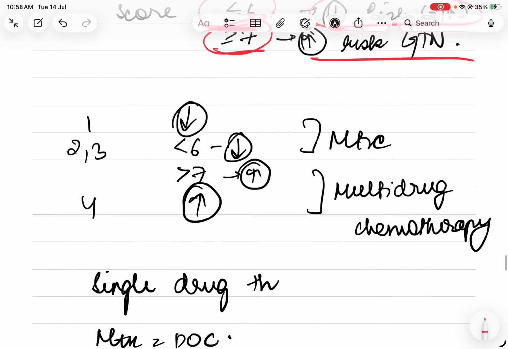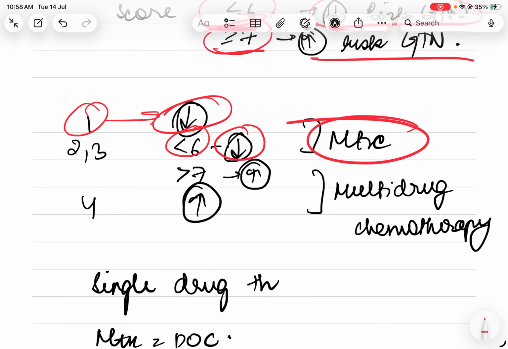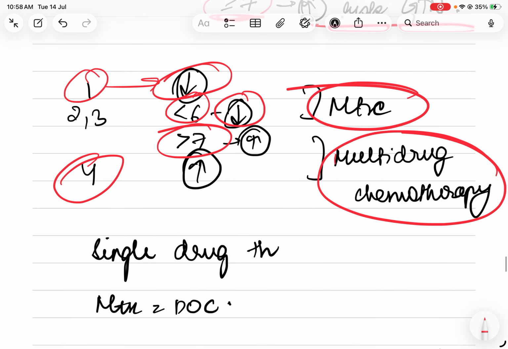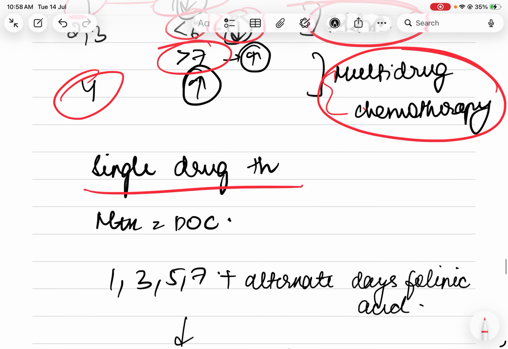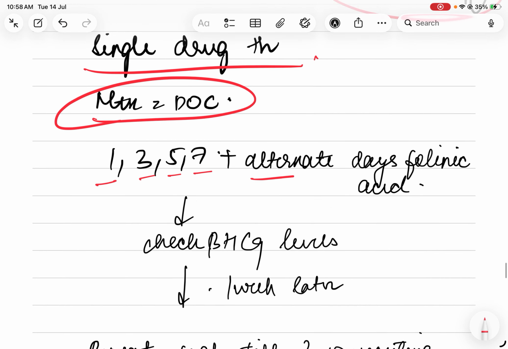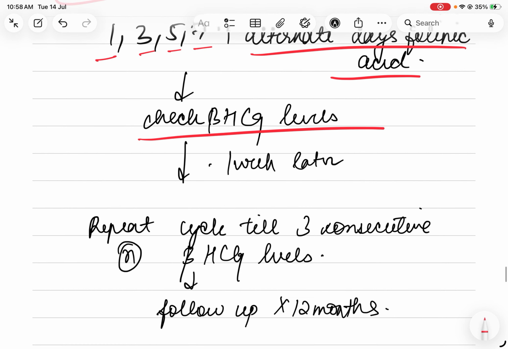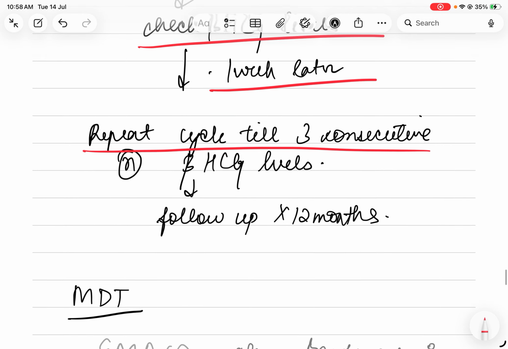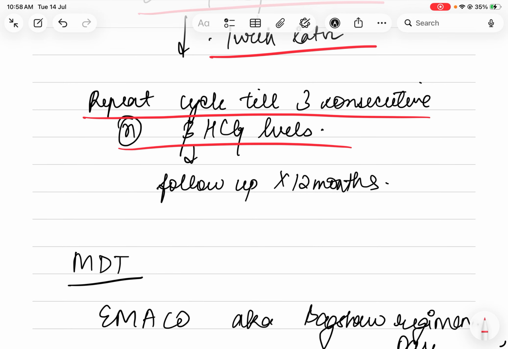See, in stage 1, if risk is low and the score is less than 6, you have to give methotrexate. And if the score is greater than 7 or stage 4, right, what you have to do is multi-drug chemotherapy. In single drug therapy, methotrexate is the drug of choice. Day 1, 3, 5, 7. On alternate days, folinic acid is also given. Check beta HCG levels. And 1 week later, repeat the cycle till 3 consecutive normal beta HCG levels. Right? So repeat until 3 consecutive normal beta HCG levels and follow up for 1 year.